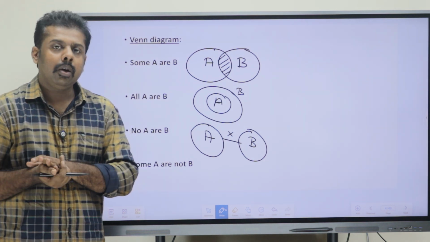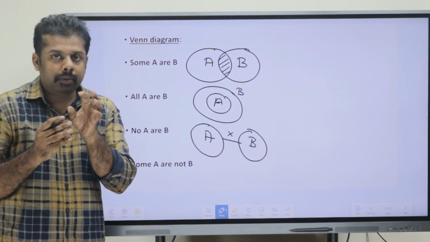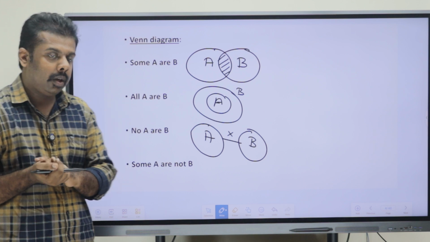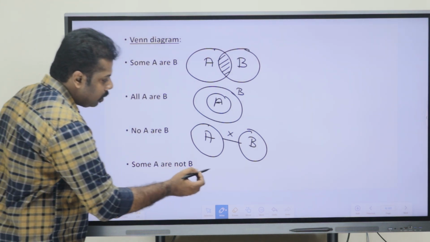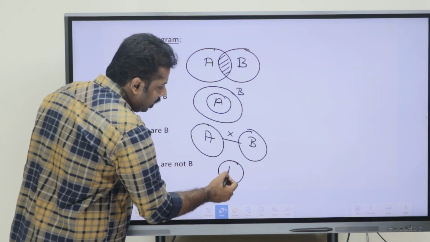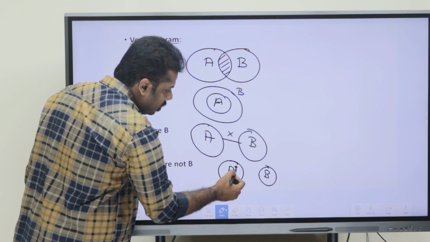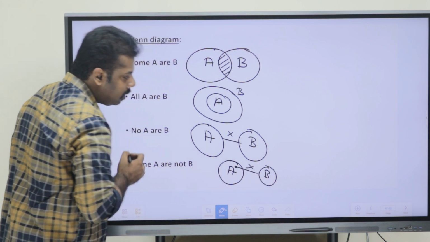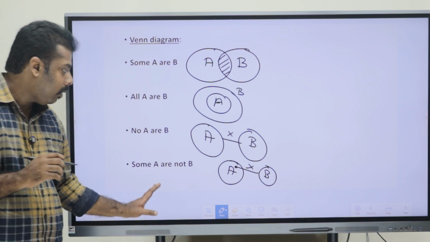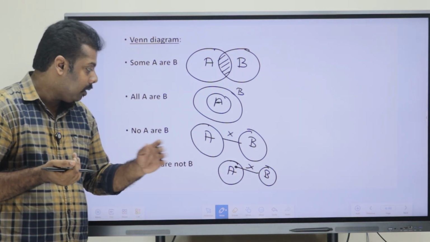So what does "some A are not B" mean? That a portion of A doesn't connect to B. So using the Venn diagram, we usually draw in this manner, that I am taking this as A and this as B. What does the statement say? That some portion of A is not connected with B. So "some A are not B" is drawn in the Venn diagram form in this manner.